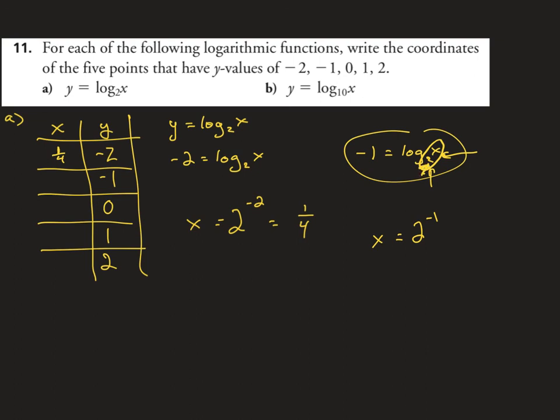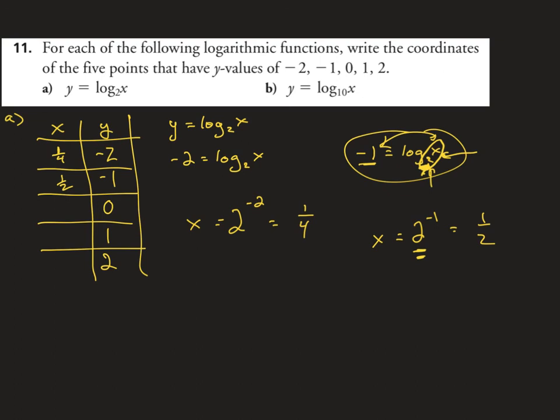The base will never change. And then the -1 ends up going over there, and the x goes over there. So I kind of think of it as a switcheroo. If I switch from exponential to a log, or a log to an exponential, I always keep the same base first of all, and then I just switch those two. In my brain, that's what I'm doing. That's not the technical thing that's happening, but that's okay. So x is 2 to the -1, which is just 1/2. 1/2 can go here in the table of values.